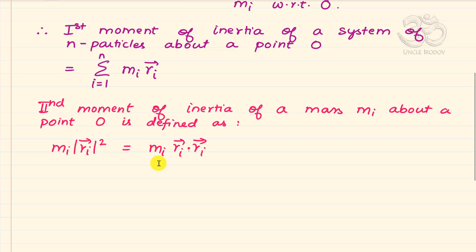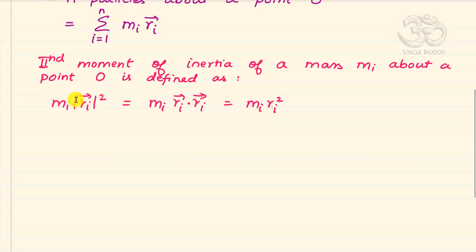So please keep in mind that it is a dot product of ri and ri, and we can also write that as mi into ri square, and in short we just write mi ri square. We don't put the vector sign and then the mod, we just remove the vector sign and the mod, and we agree to say that if I just write ri, that means it's the modulus of ri vector. And with the help of this I can define the second moment of inertia of all these n particles about this point O.